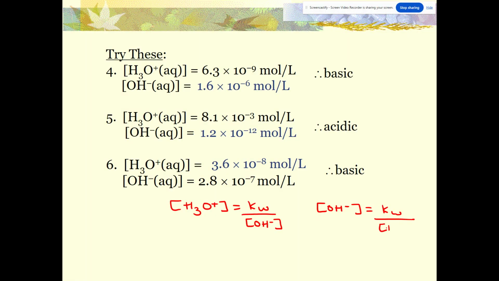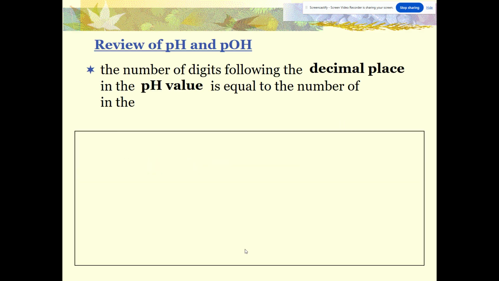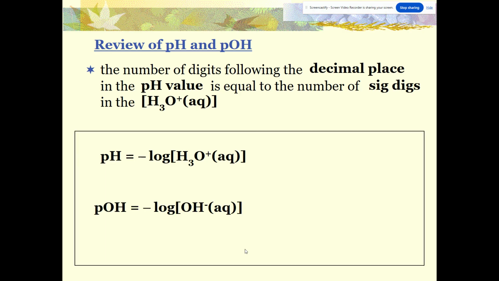Kw, again, being 1.0 times 10 to the negative 14. That is in your data booklet on page 3 where your constants are. Now, what are the other formulas we learned in Chem 20?